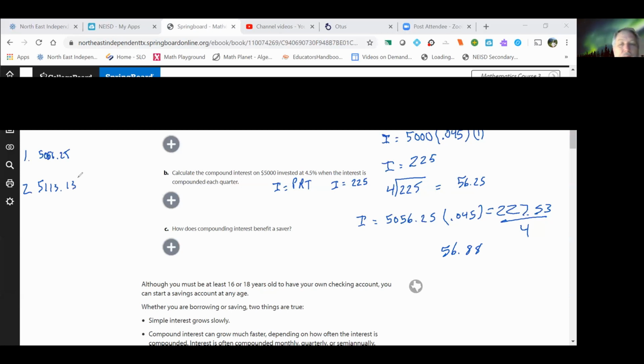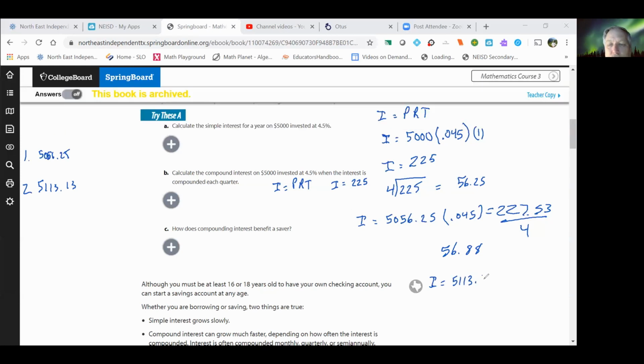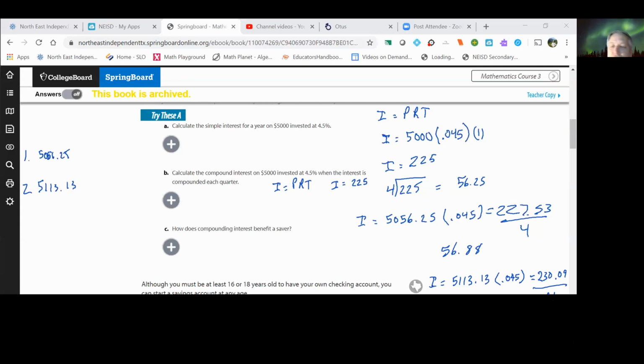I add that to the principal after the first quarter, and that gives me $5,113.13. I find the simple interest of that. The interest is equal to 5113.13 times 0.045 times 1. That gives 230.09, and I divide that by 4 to get my quarterly interest. It's 57.52. I add that to get the balance at the end of the second quarter, which is 5,170.65.